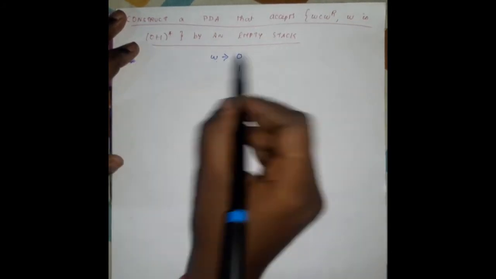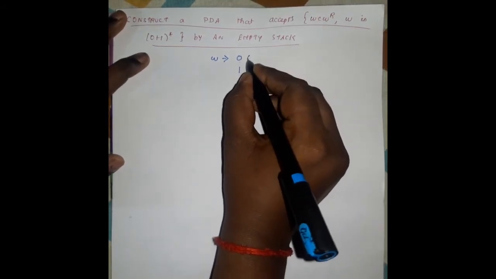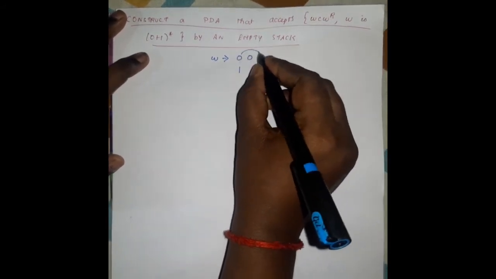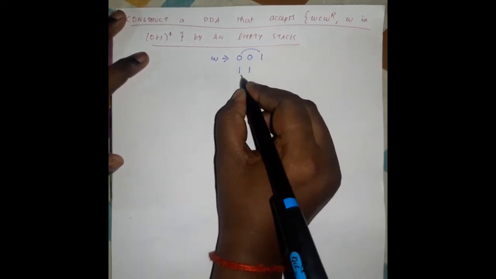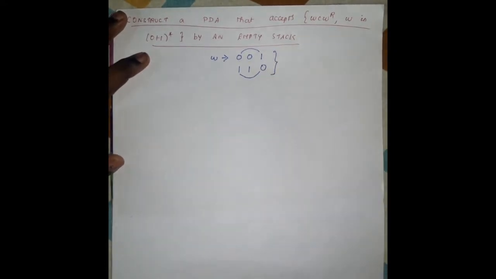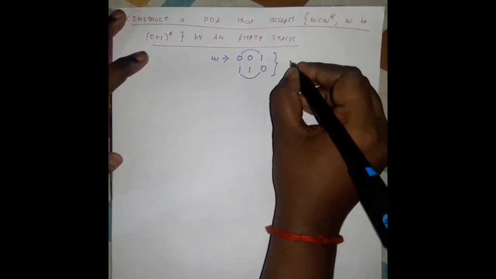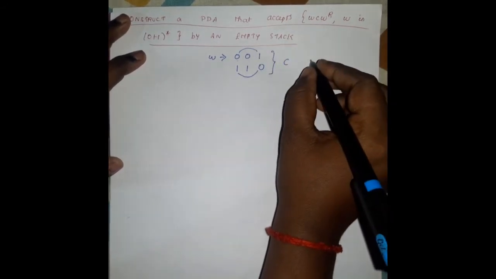Because 0 plus 1, the string either starts with 0 or 1, and 0 is followed by 0 or 0 is followed by 1. And here also 1 is followed by 1 or 1 is followed by 0. So these are the cases for a transition diagram. And also after that, when the separator symbol is present, then it should be the reverse.